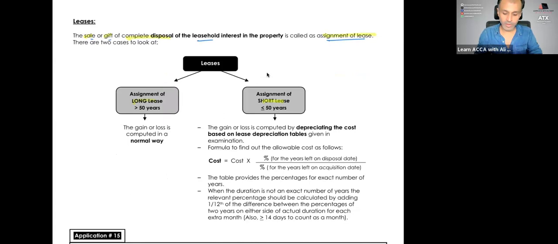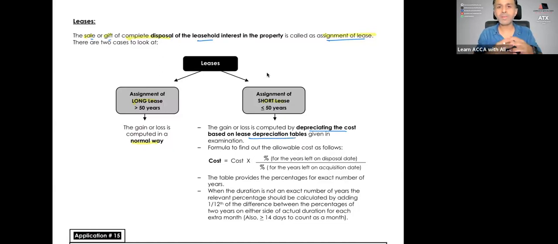Could be a long lease or a short lease, and I have explained it to you. More than 50 years is a long lease. Less than or equal to 50 is short. So in the case of the long lease, the gain or loss is computed normally. You do not see any further adjustment. But in the case of the short lease, you're watching me pass on some adjustments to the cost. And this is that adjustment formula, which is so easy to apply. The gain or loss is computed by depreciating the cost, not by using the straight line depreciation method, rather by using the lease depreciation tables given in exams.